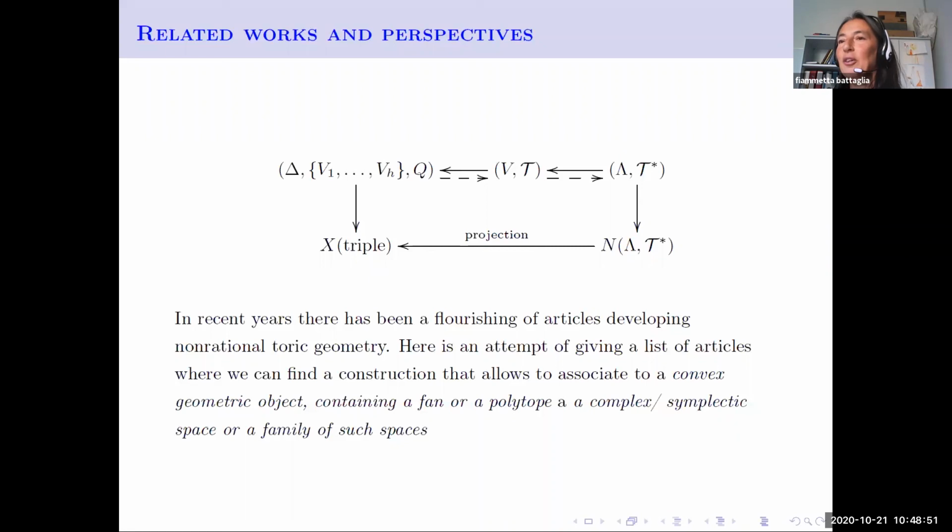We can find a construction that allows us to associate to a convex geometric object that contains a fan or a polytope to a complex or a symplectic space or to a family of such spaces.